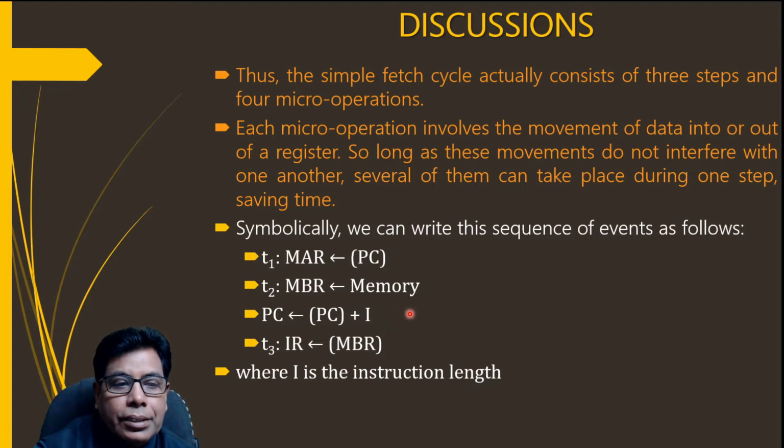for the next instruction. And the third step during T3 will load the memory buffer register contents, that is the opcode of the instruction, into the instruction register. So depending on the length of the instruction, the PC will be incremented by 1 or 2 or 3, as per the instruction. So these are the sequence of events that are carried out.